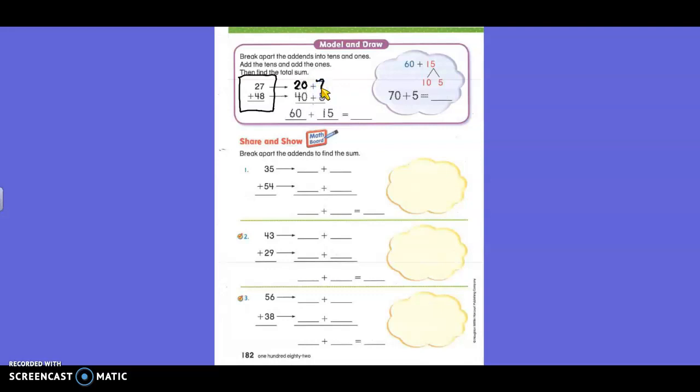What is 48 broken apart? When you break 48 apart, what is it, Kinley? 40 plus 8. Okay. Now, look up here once you have all that, please, so I know that you're paying attention. Okay. Now what they want you to do, this says, add the tens and add the ones. 7 plus 8 equals what?